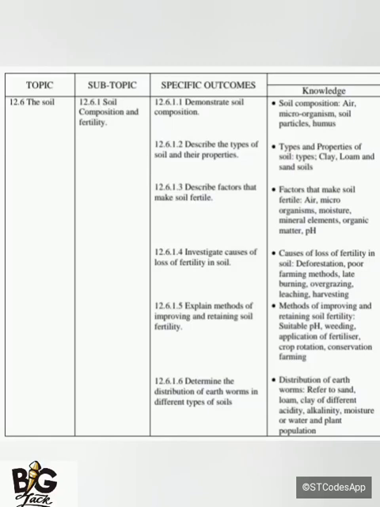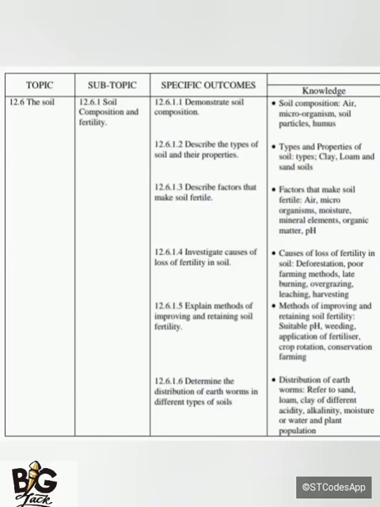Okay, so the next one, you need to investigate the causes of loss of fertility in soil. For example, burning, overgrazing, farming methods like shifting cultivation. Okay, and also leaching, harvesting, those can cause loss of fertility in soil. Apart from that, you need to explain the methods of improving and retaining soil fertility, like suitable pH, weeding, application of fertilizers, crop rotation, conservation farming.